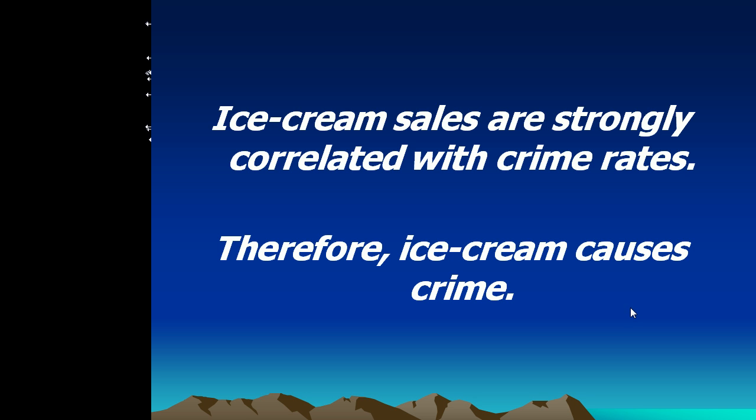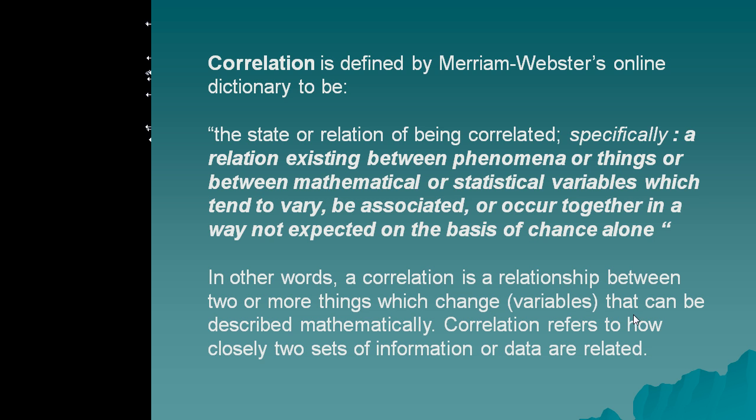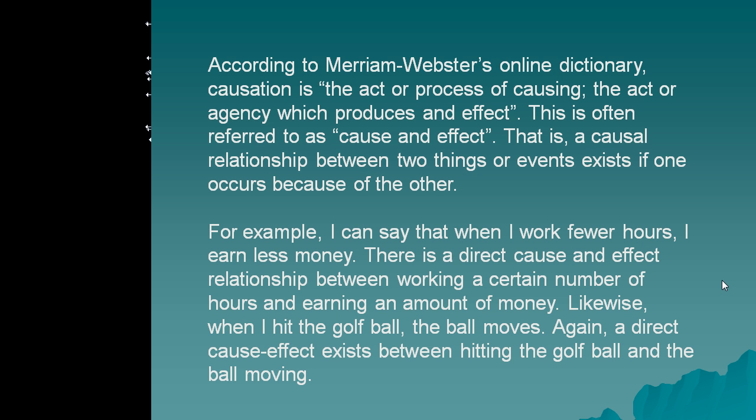Maybe ice cream sales are tied to temperature, and as it warms up, more people come out of their homes, and there's more activity, and therefore there might be more crime. Okay, so we have correlation. It's just a relationship between two or more things which change, and we call things that change in math variables. And we can describe those mathematically. Correlation refers to how closely two sets of information or data are related. We gave the Webster definition, but we're going to stick with mathematical.